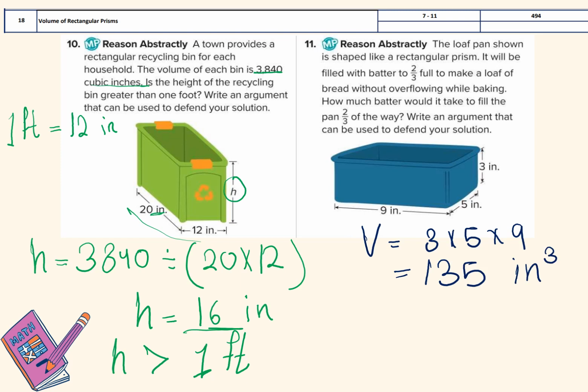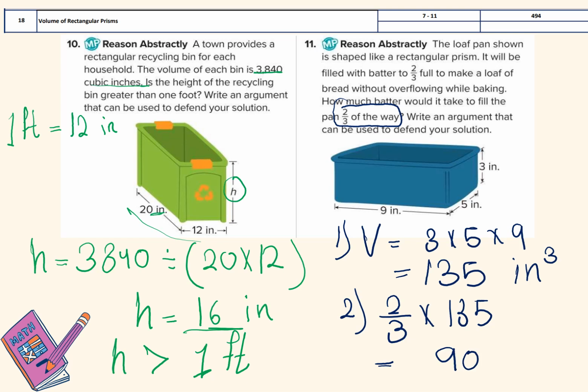Now, keep in mind that not all of the pan will be filled. Only 2/3 of it. So the second step is going to be multiplying 2/3 by 135. When you multiply 2/3 by 135, the easiest way is sometimes to multiply then divide, or you can divide 135 by 3 then multiply it by 2. Both methods are going to give you 90 cubic inches.